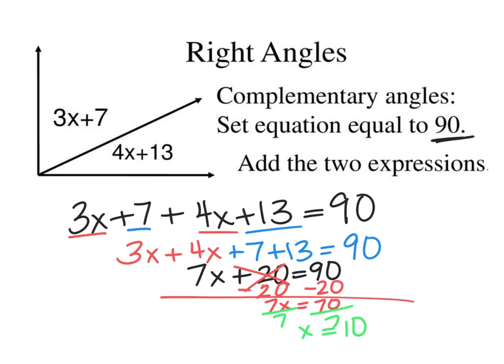And I could check that by substituting in my value for x. So I'd be putting 10 here to see if this works. So 3 times 10 is 30, plus 7, this would equal 37. 4 times 10 is 40. 40 plus 13 equals 53. Those two equal 90 degrees.